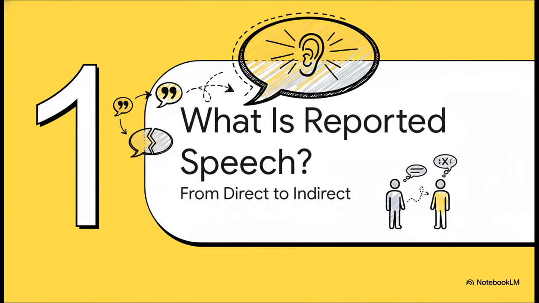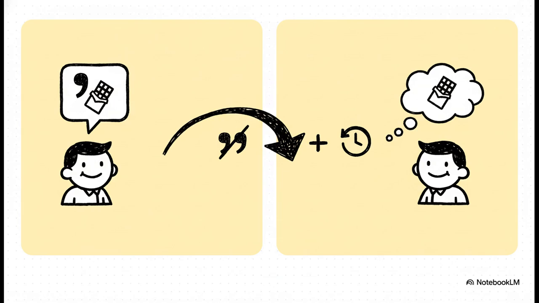So, first things first, what are we even talking about here? Well, reported speech, or indirect speech as it's sometimes called, is just how we talk about what someone else said without using their exact words, without the quotation marks. Just look at this transformation right here. On the left, you've got the direct speech, the exact words, I like chocolate. Now, when we report that, it turns into something like, she said that she liked chocolate.